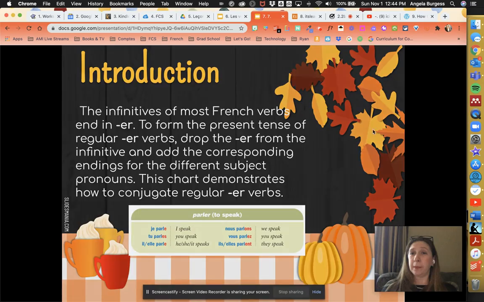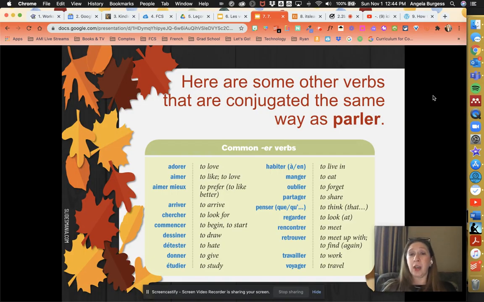Okay, let's keep going. Here are some of the other verbs that are conjugated the same way as parler. You're going to do that same 3-step process: take off the ER, identify your subject, add the appropriate ending. Adorer, aimer, aimer mieux, arriver, chercher, commencer, dessiner, détester, donner, étudier, habiter à, habiter en.